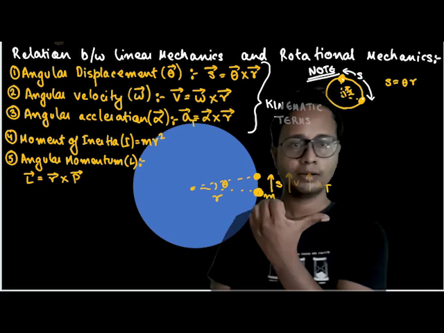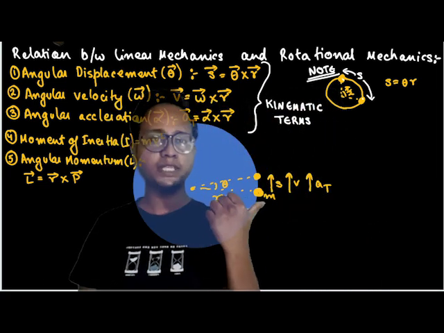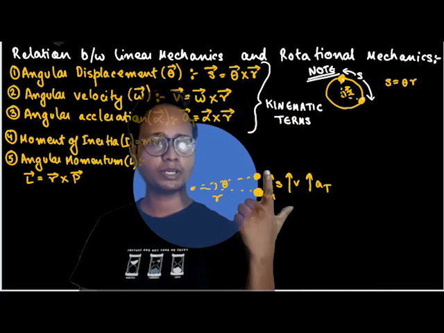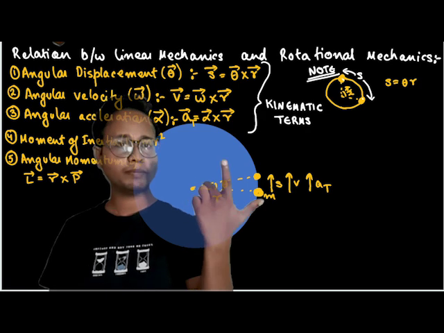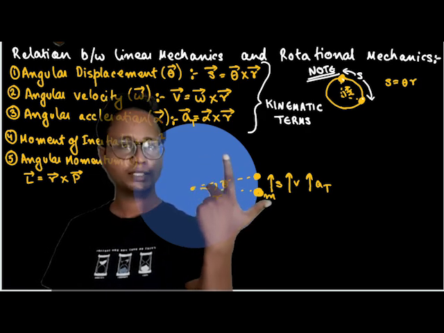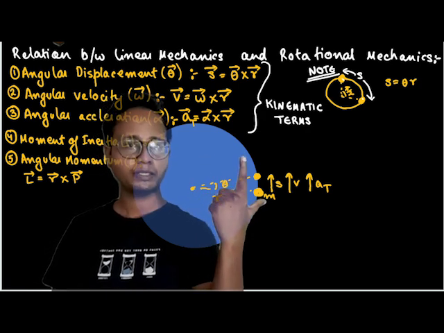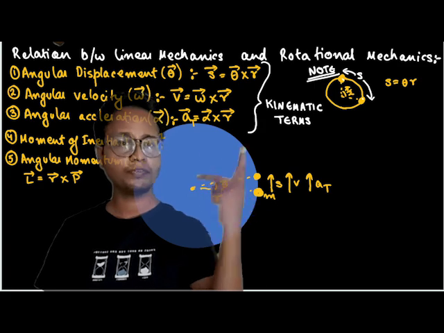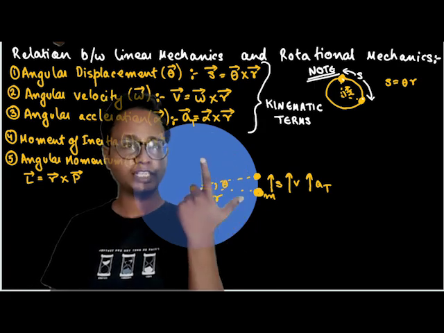R, first vector R, and what is the direction of linear momentum? Mass into velocity, this one. So the direction of angular momentum would be the same as the direction of angular velocity. Let's see, R cross P. The direction of angular momentum is this one. The direction of angular momentum would be the same as the direction of angular velocity.